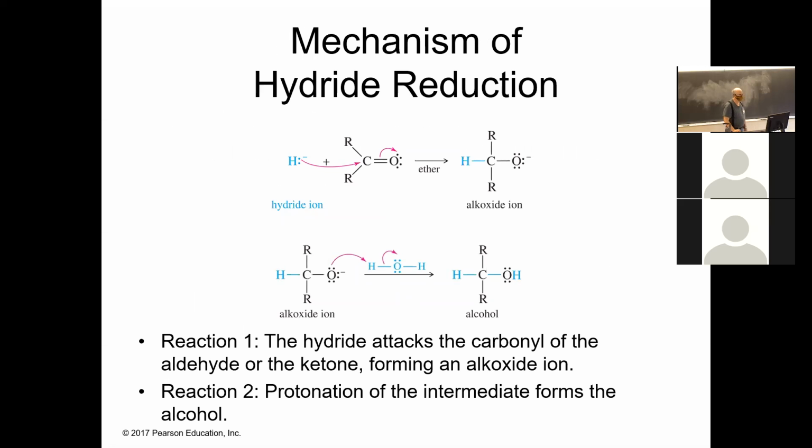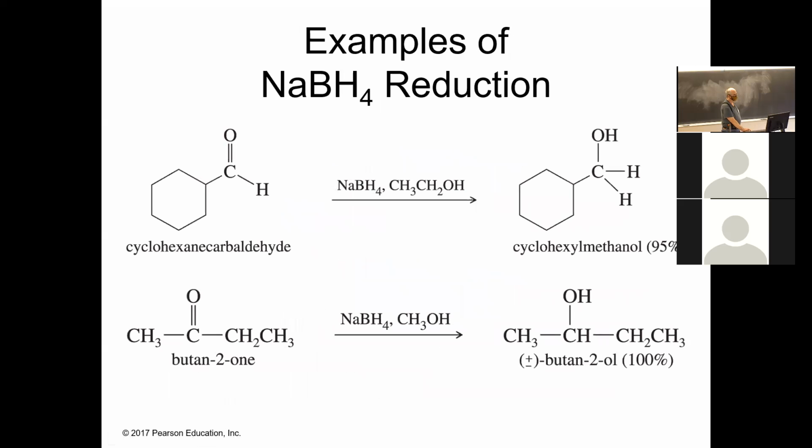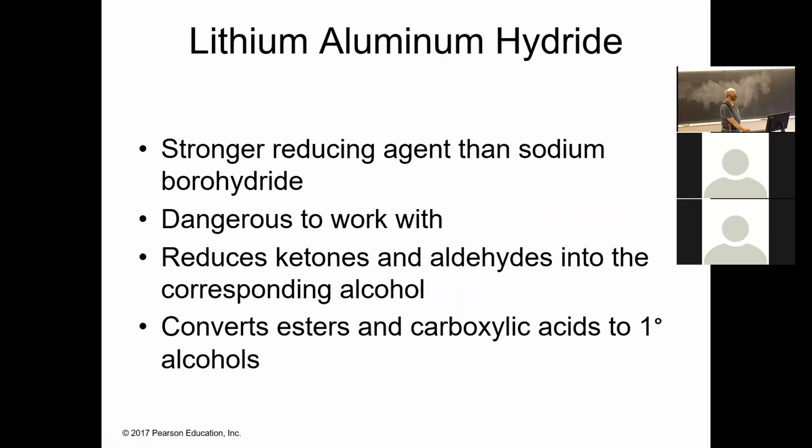This is the mechanism. It's just like the Grignard, except our nucleophile is the hydride. So hydride adds, and this can actually be done in water or alcohol as a solvent, and then the alkoxide picks up an H from the solvent, and we get an alcohol. These are a couple of examples of sodium borohydride reductions.